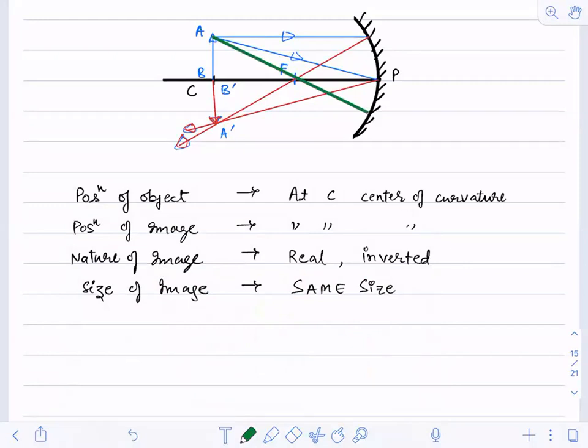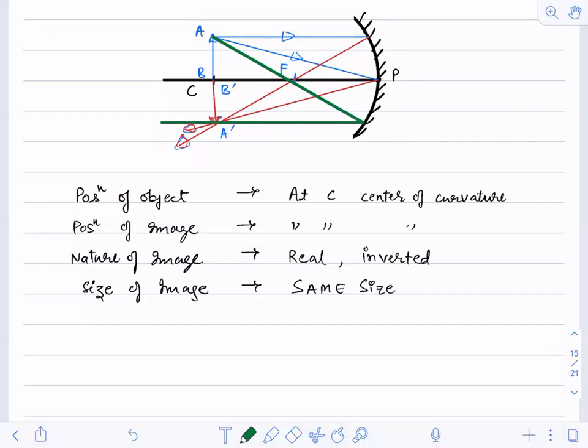Okay, and after reflection, what should happen? It should be parallel to the principal axis. So it should pass like this. Okay, you will get the image.